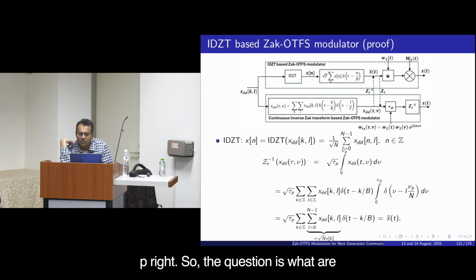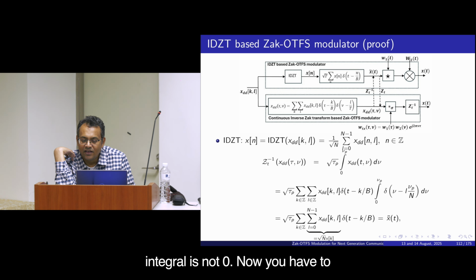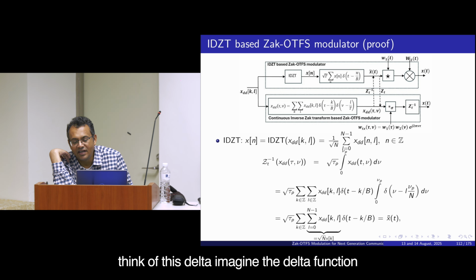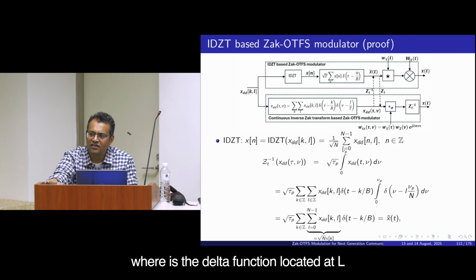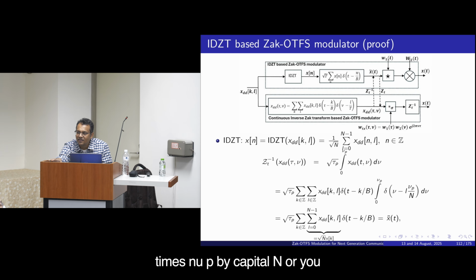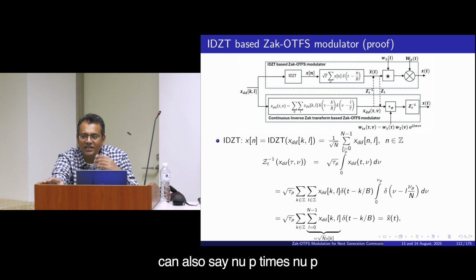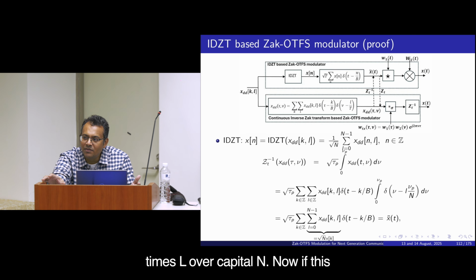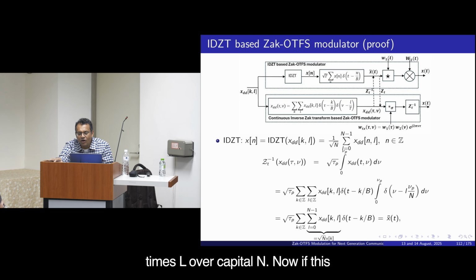So, the question is, what are the values of L here for which this integral is not 0? Now, you have to imagine the delta function. Where is the delta function located? At L times nu p by capital N, or you can also say nu p times L over capital N. Now, if this L is equal to N, then Kevin, where is this Dirac delta located?